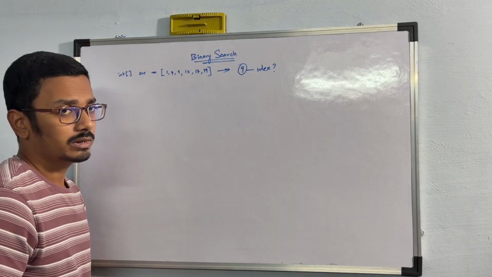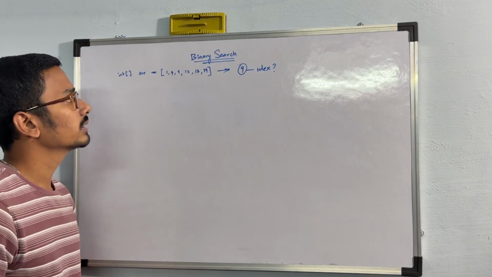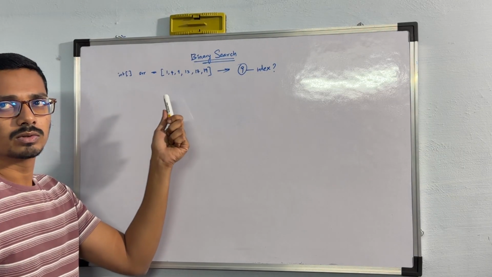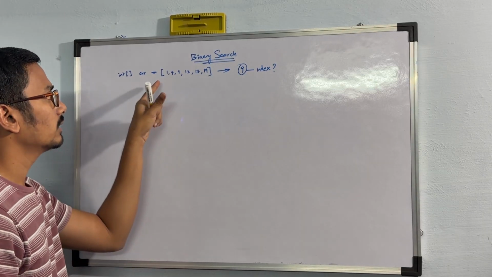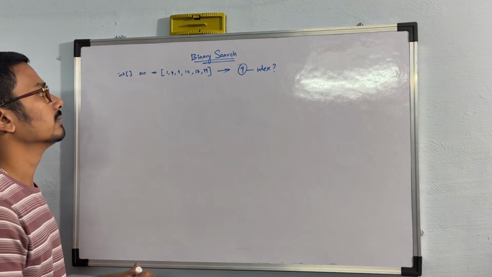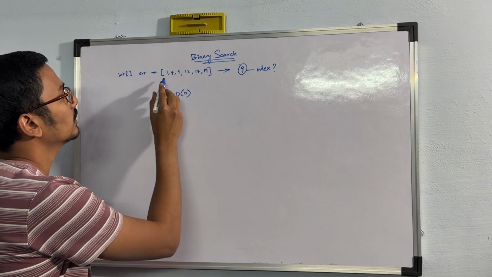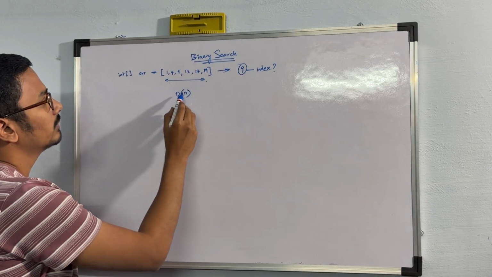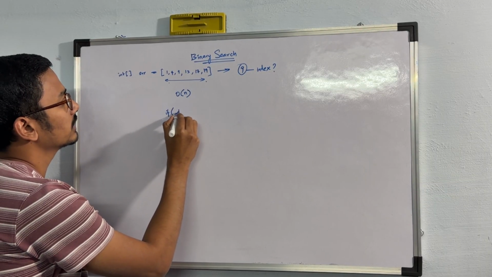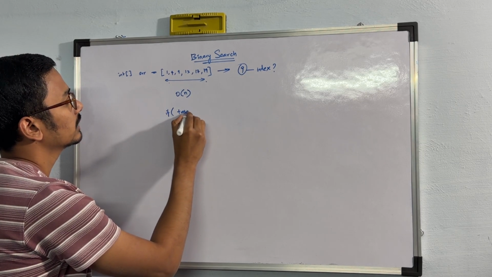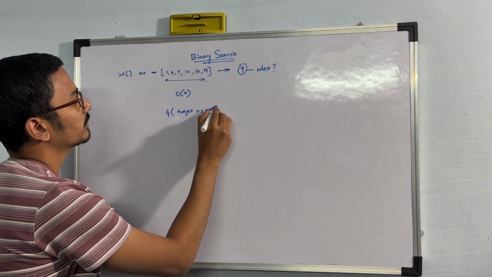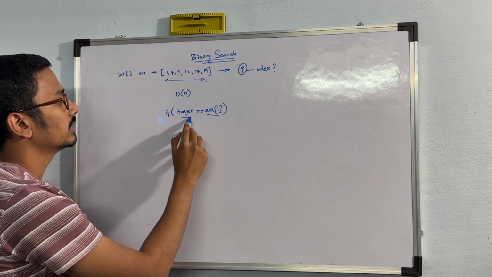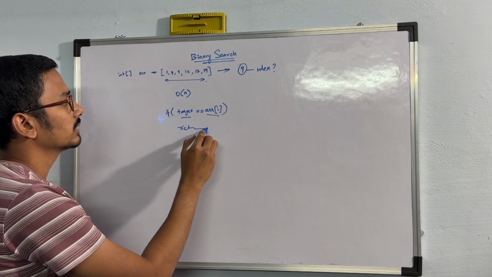So usually in a conventional approach or a brute force approach, if I want to find the index of element 9, the complexity will be O of n. We will be looping through this entire array from starting to ending, and doing an if case. In that if case, if the target is equal to array of i, then we return that particular index.